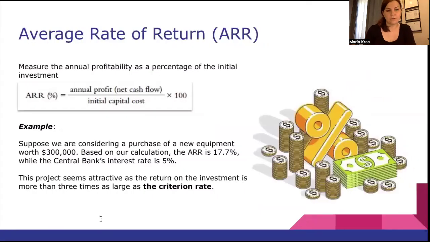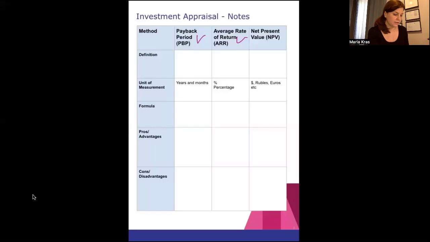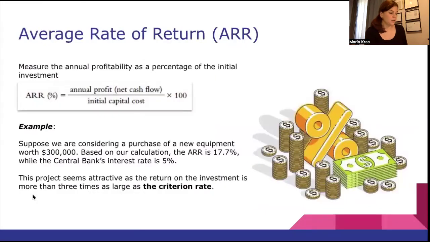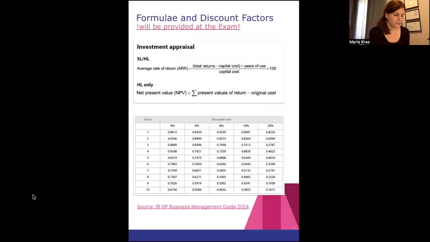The next tool that we would have studied previously was the average rate of return. It's a measurement of profitability. In payback period, we measure time, years and months. In average rate of return, you measure percentages. It's a percentage of return, essentially. It's how profitable your project is. This formula will be given to you by IB in a formula sheet, so you don't need to memorize it.